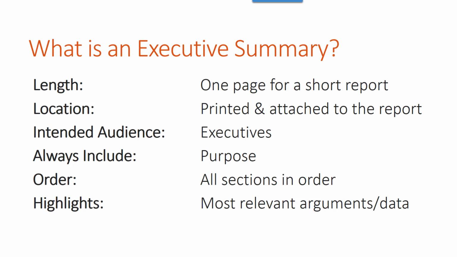It's intended for executives, so you always include the purpose, why you are doing this. Why? Because they want to know what you spent their time and money on. You're paid by the hour. Often you're paid by a client. So what are you trying to do here? What do you include? All the sections of the report in order, so that as they look through the executive summary, they can get a sense of what they want to look at closer when they first look at the report, because they're going to look at the report purposefully. What do you highlight? The most relevant arguments and data. So that means you will have data included in the executive summary, but it's the important data. So that decision about importance is a critical aspect of the executive summary.